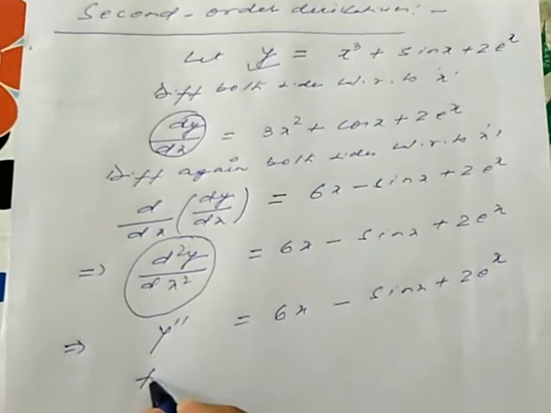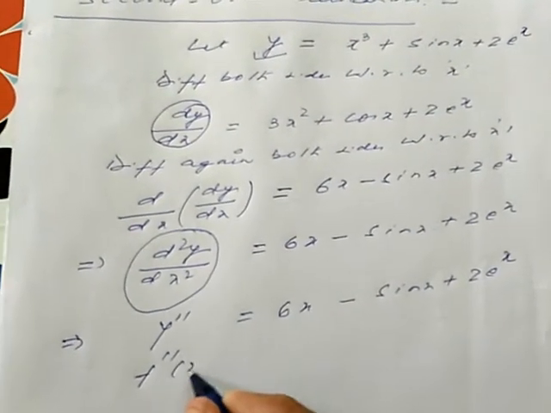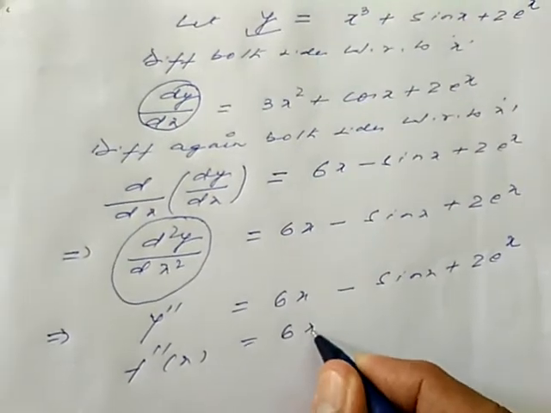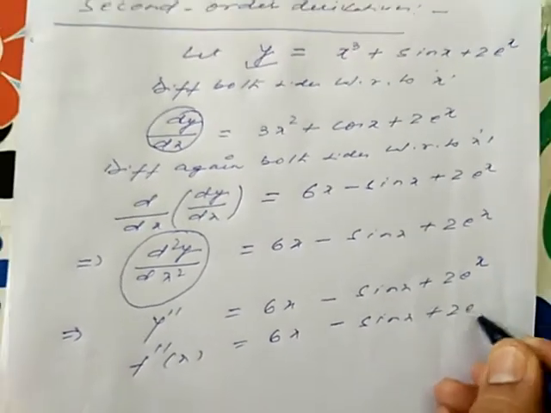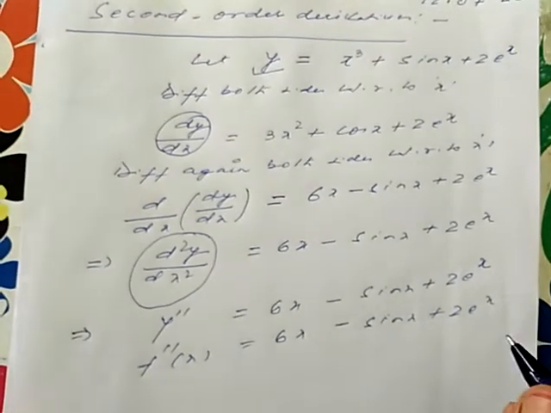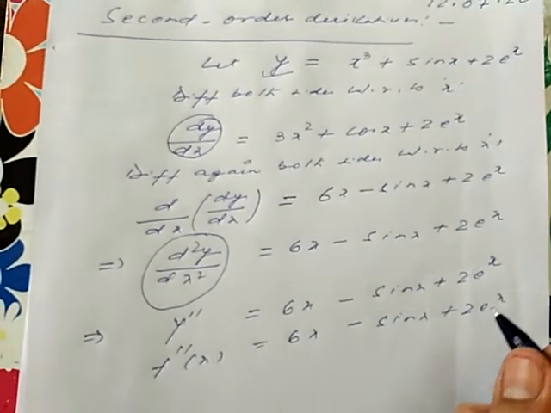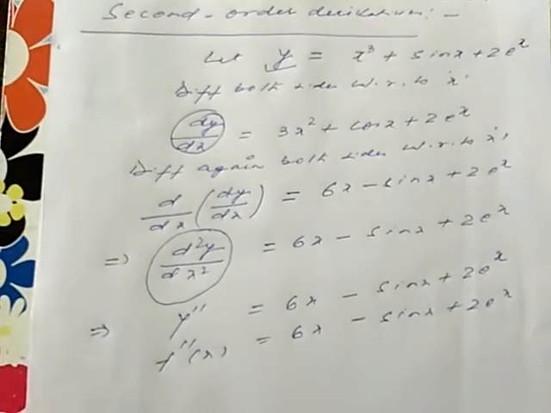Again, we can also write f double dash of x, that will be 6x minus sin x plus 2e^x. So this is the way of representing the double derivative. This is said to be a second order derivative. Now further I am taking another example, example number 2.